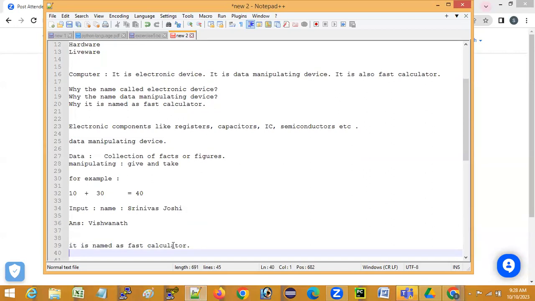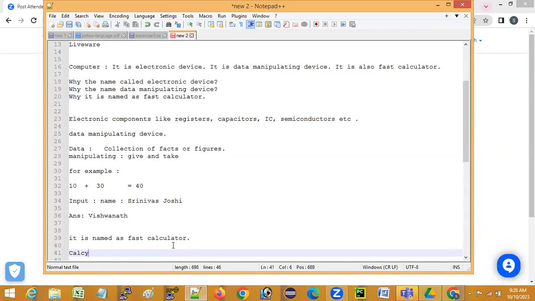Before the entry of this device, before the computer, we had a calci, or we can say a calculator. In that calculator, what do we do? If you have a calculator with you, and you want addition, 1 plus 2 plus 3, like this we will do. At a time, how many outputs are you going to get, and how much time does it require to get the output?